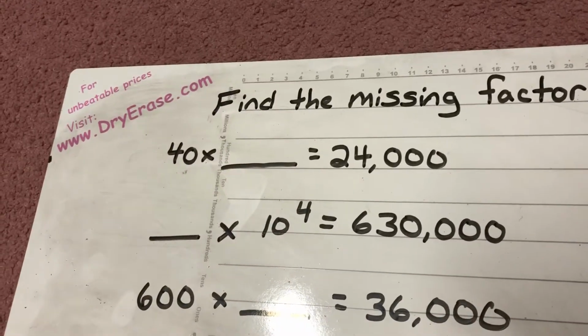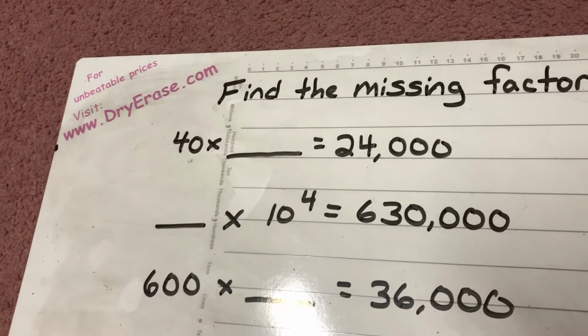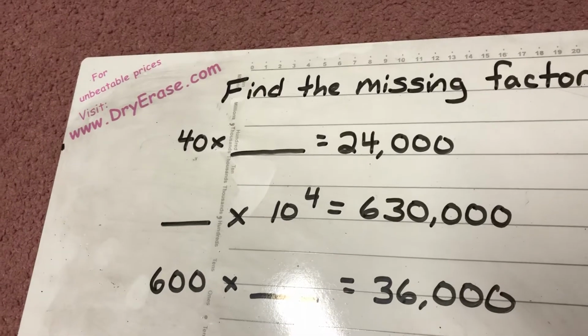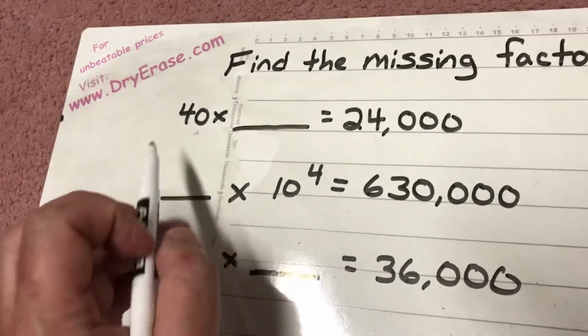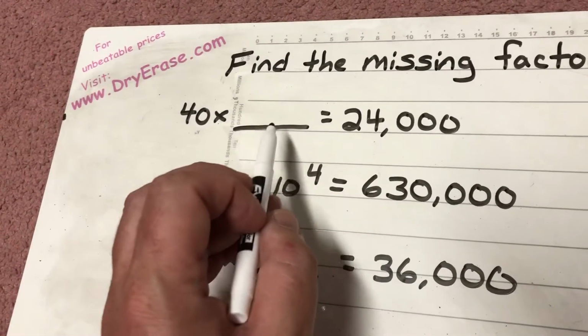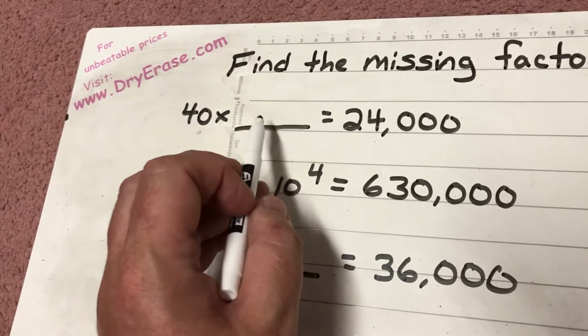Well, one of the rules that you will hear me talk about is whenever you want to solve a multiplication equation, which is what this is, we're trying to solve an unknown number in a multiplication problem.